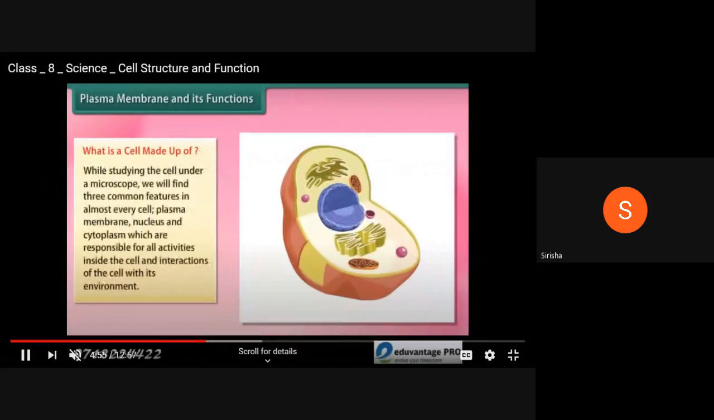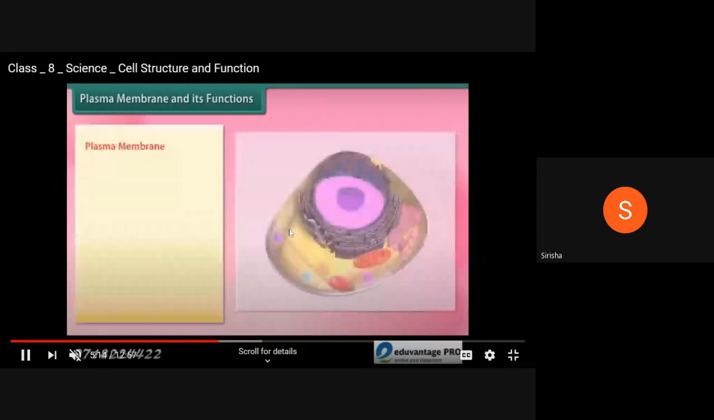What is a cell made up of? You might wonder what it is made up of. While studying the cell under a microscope, you will find three common features in almost every cell: plasma membrane, nucleus, and cytoplasm. If you see the structure of the cell, the middle structure is called the nucleus, the jelly-like substance which is present inside the cell is cytoplasm, and the covering substance is the plasma membrane.